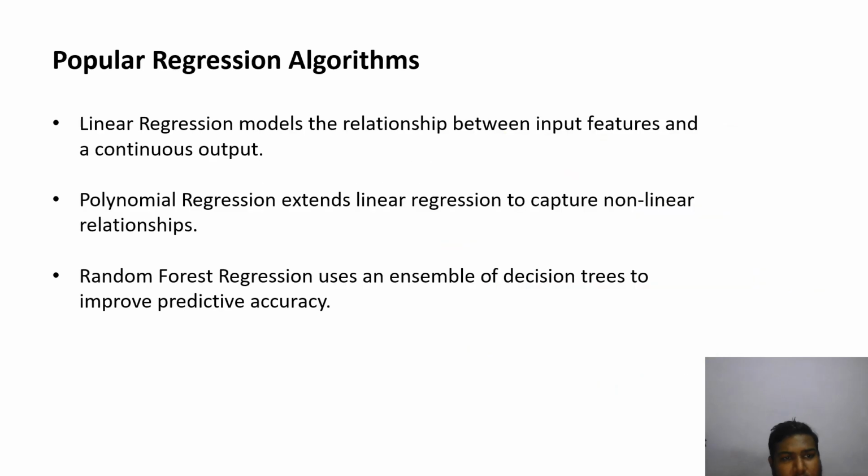Next, we'll see about popular regression algorithms. Linear regression models the relationship between the input features and a continuous output. Polynomial regression extends linear regression to capture nonlinear relationships. Random forest regression uses an ensemble of decision trees to improve predictive accuracy.